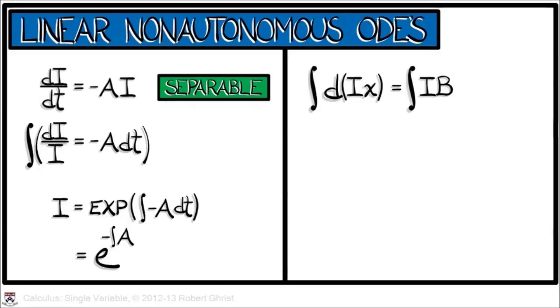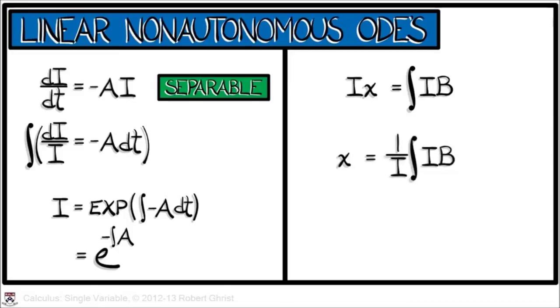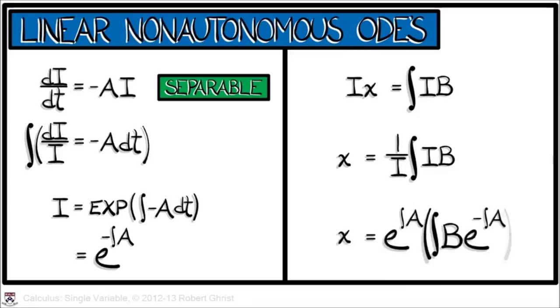Now we can integrate both sides, because differentiation and integration undo each other. On the left, we have I times x. On the right, the integral of I times b. We can solve for x and obtain, after substituting in our formula for I, a scary looking but very useful equation. The solution is x is e to the integral of a times the integral of b times e to the negative integral of a.